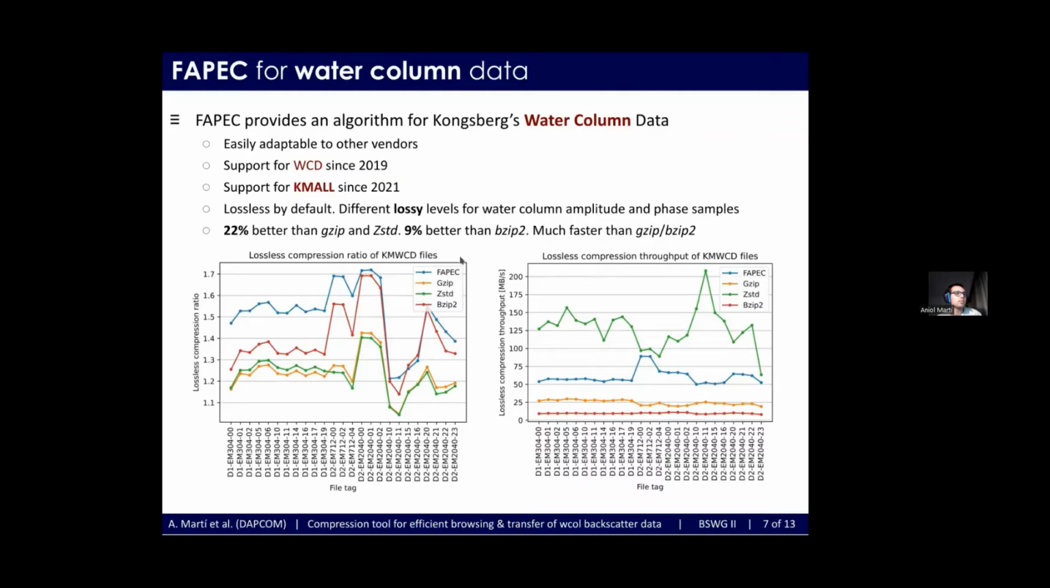Regarding the performance, there are here 2 plots. This one is the compression ratio, and this one is the throughput. This part is interesting for real time anyway. Regarding the compression ratio, FAPEC is 22% better than gzip and Zstandard, and 9% better than bzip2. And as you can see, it's much faster than gzip and bzip2, but it's slower than Zstandard, though not much slower. So in fact, both Zstandard and FAPEC allow for real-time compression.